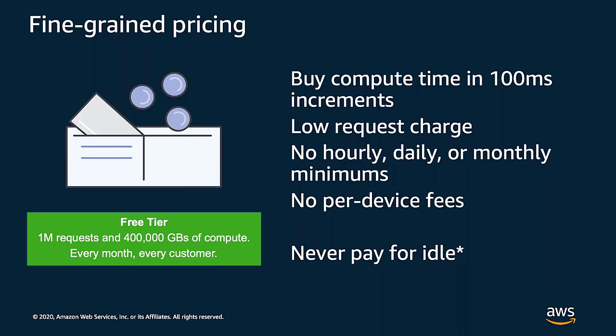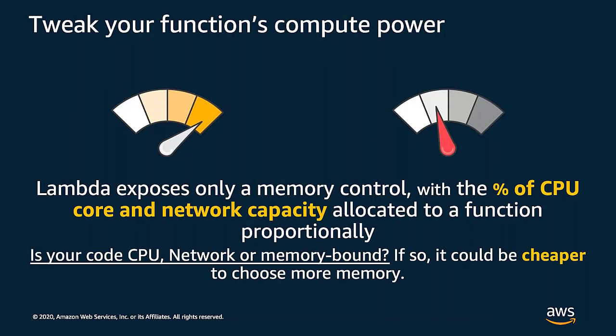A gigabyte second is 1 gigabyte of allocated memory executing for 1 second, or 10 increments of 100 milliseconds. And it's the unit of measurement for pricing for AWS Lambda functions. Lambda exposes only a memory control for changing your function's compute power. That memory control allocates a proportional amount of CPU core and network capacity, depending on how much memory is allocated. This means that if your code is CPU, network, or memory bound, it could actually be cheaper for you to execute your Lambda function with more memory.